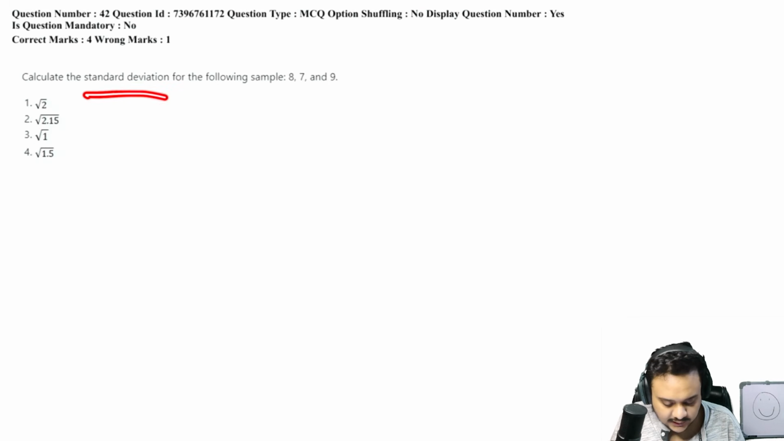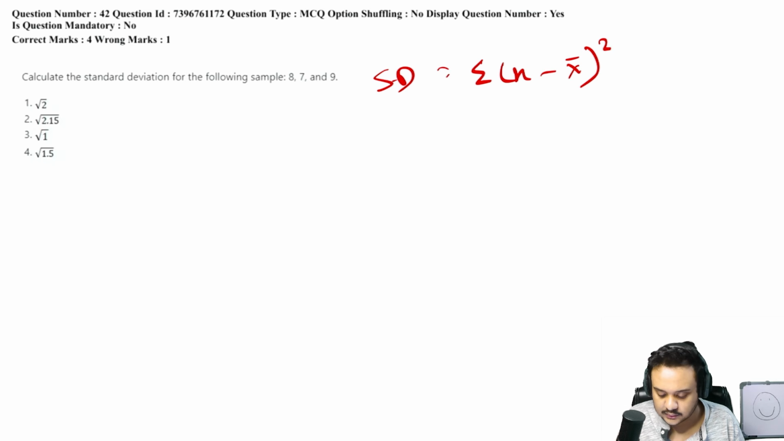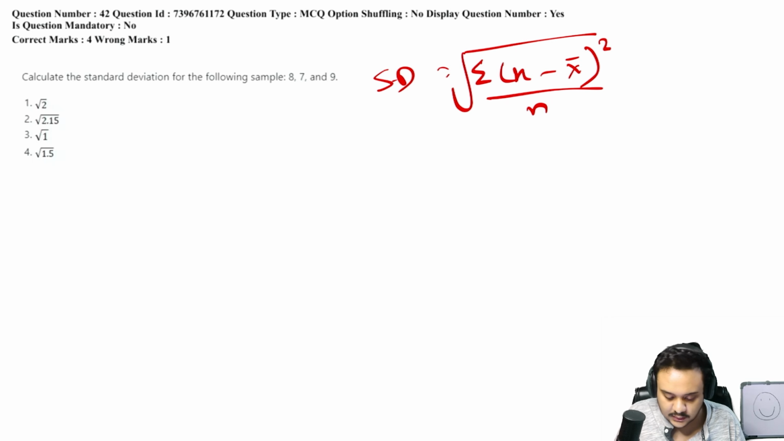Then the next one says calculate the standard deviation for the following sample 8, 7 and 9. Okay. So just write down the formula for variance first of all. Just write it down for standard deviation, summation of the whole square upon n, right? The root of it. Now if we take the values here, you are going to find that the mean is what? It is 8. So just find out all of the values.